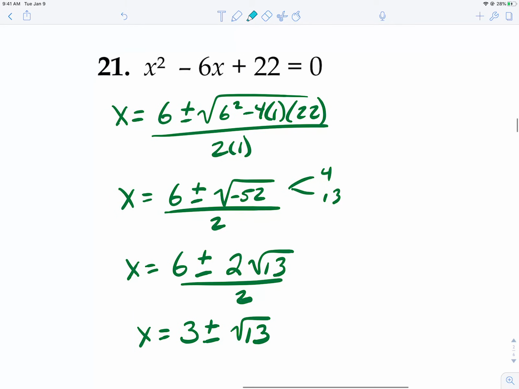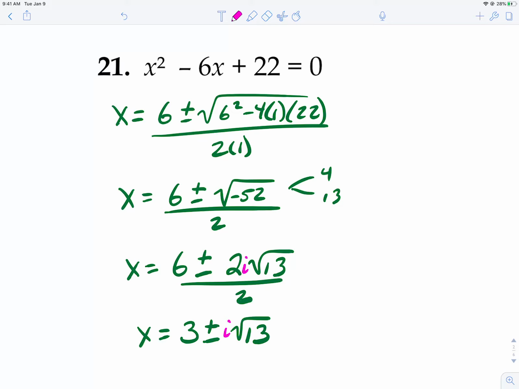Number 21, I could not find any two numbers that multiply to 22 and add to negative 6, and rightfully so, because I had to use the quadratic formula. So plugging it in, I ended up at one point in time with a negative 52. Oh, I think I forgot my i. So I should have an i out here. There should be an i right there.